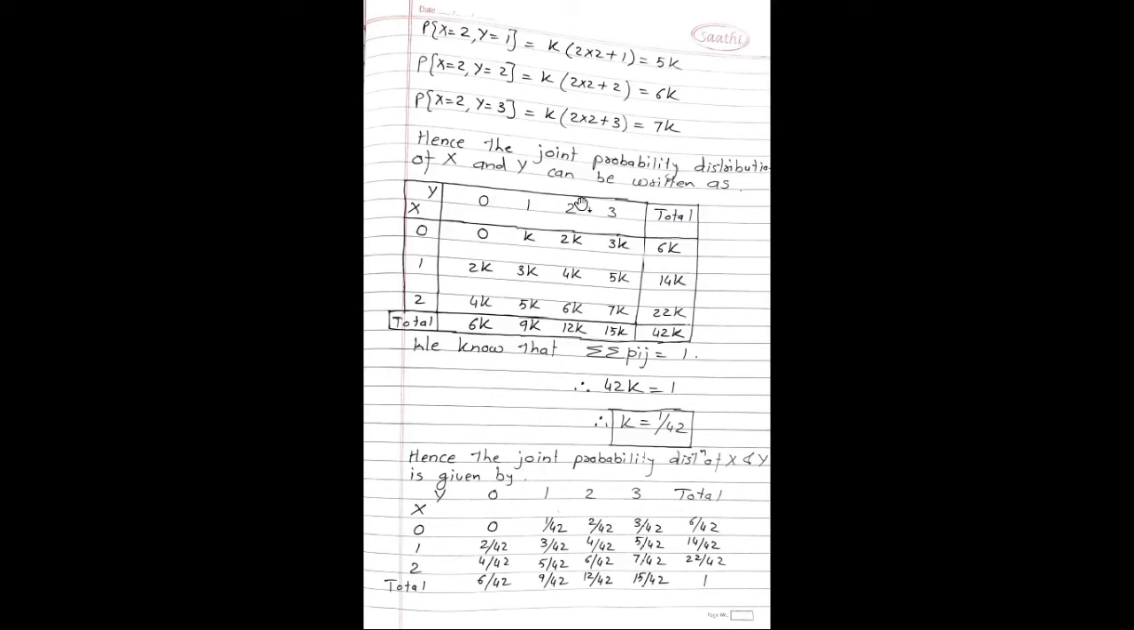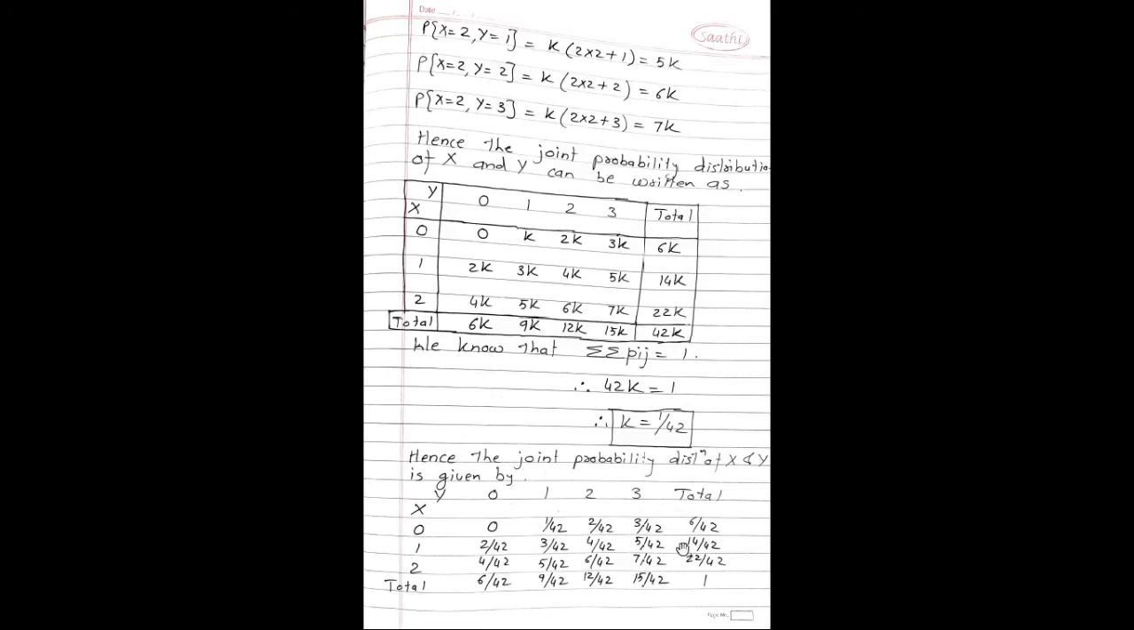Next, the probability y is equal to 2 given x is equal to 1 is equal to probability y is equal to 2, x is equal to 1 divided by probability x is equal to 1. So for y is equal to 2 and x is equal to 1, the probability is 4 by 42. So 4 by 42 divided by 14 by 42, the value becomes 4 by 14. So we replace the value 4 by 14.